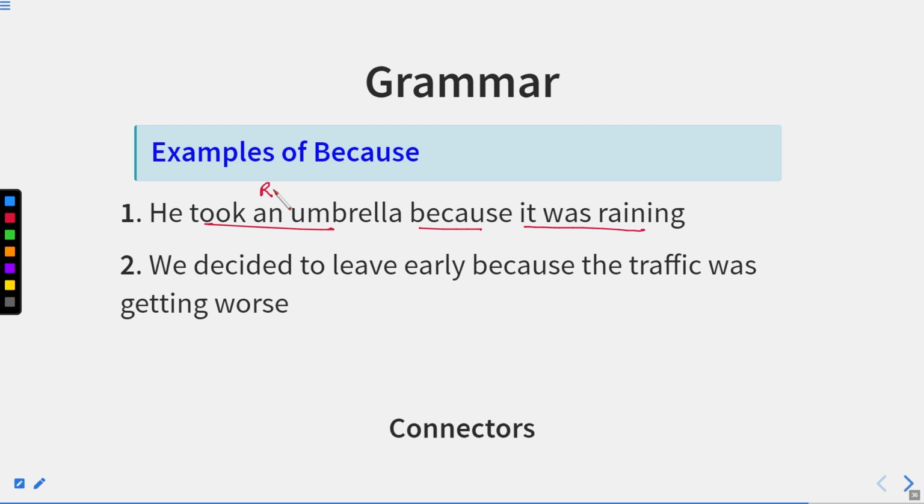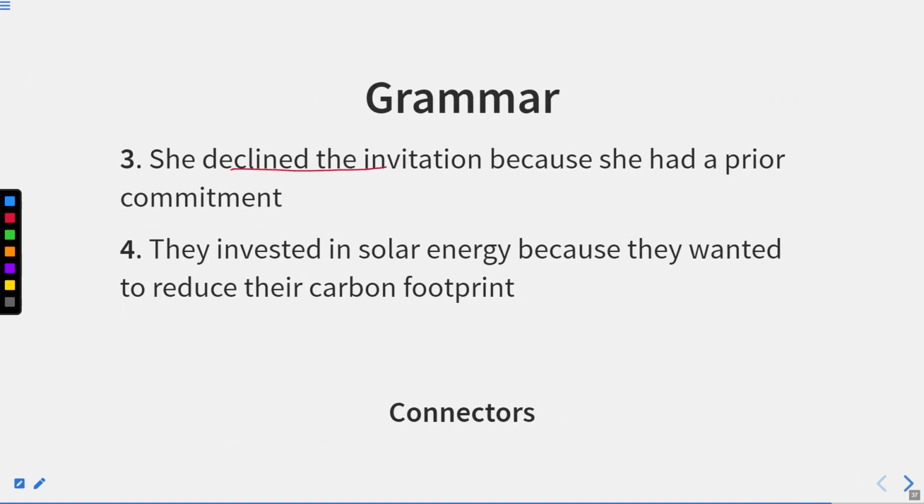We decided to leave early because the traffic was getting worse. Again, this is the cause. What is the cause? The traffic was getting worse. And what is the result? We decided to leave early. This is the result. Now let us move to the next sentence. She declined the invitation because she had a prior commitment. So this is the cause. What is the cause? She had a prior commitment. So this is the cause, and what it made her do is decline the invitation. So this is the result.